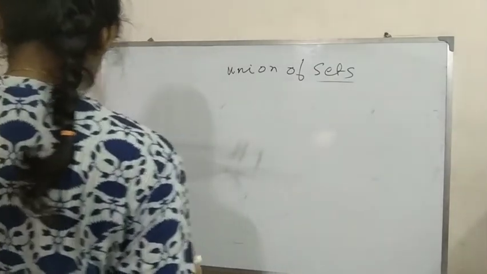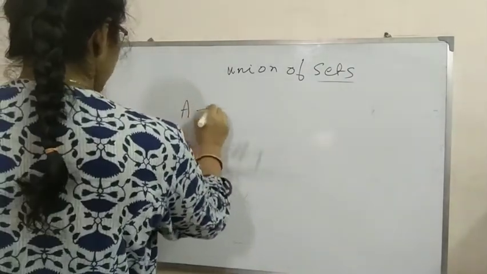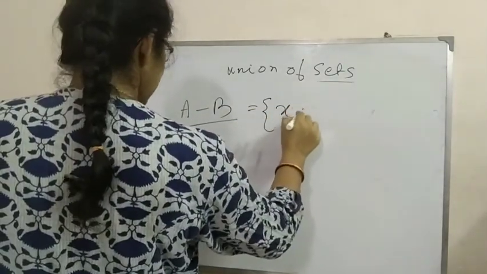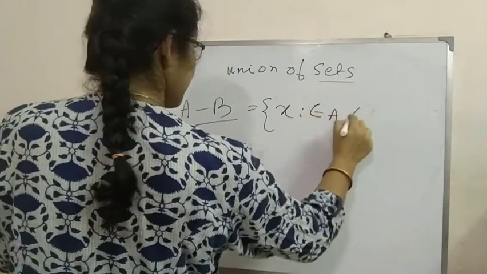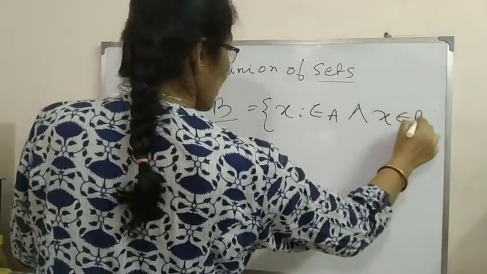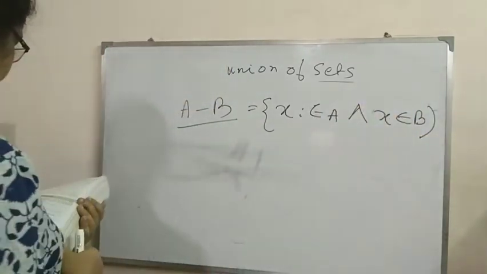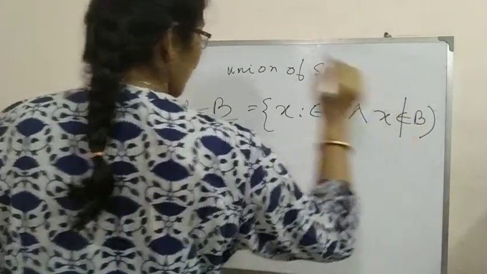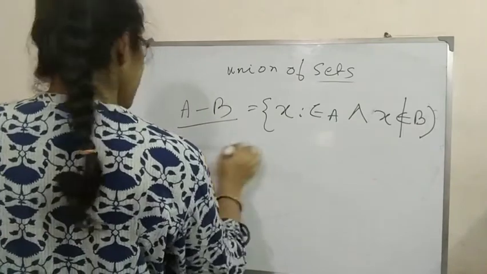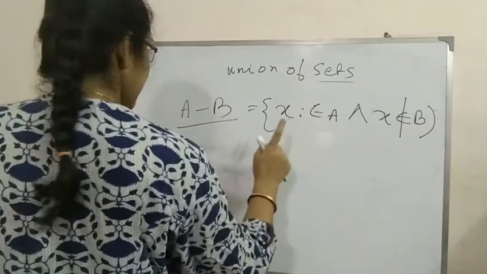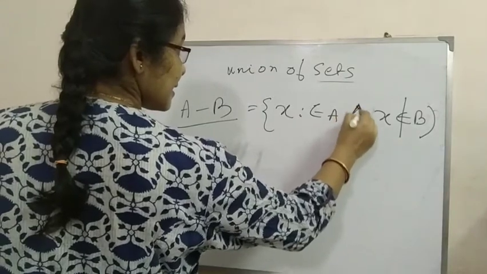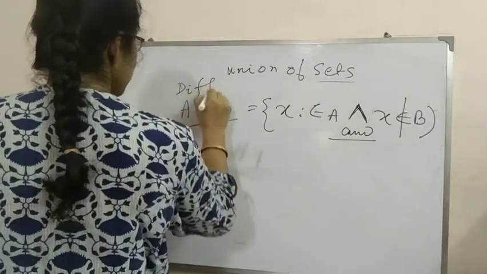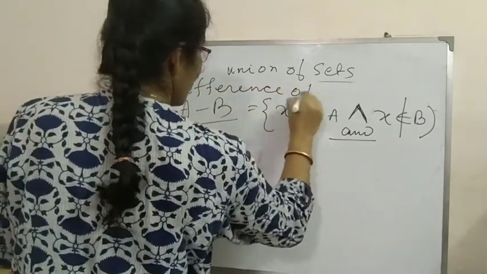Difference of two sets. That means A minus B, such that X belongs to A and X does not belong to B. X belongs to A, X not belongs to B. Element of A, that means this is AND. Okay, this is the difference of sets.